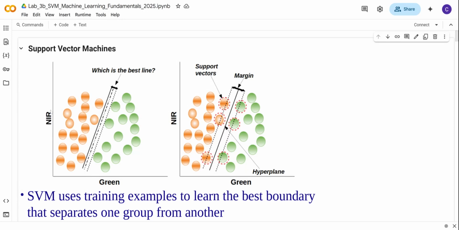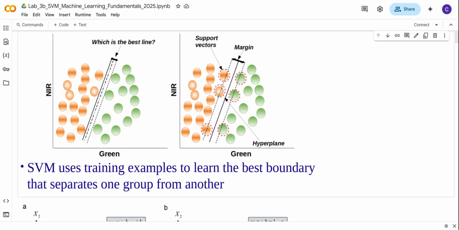Okay, so these data sets here are portrayed in 2D. So the question is, which is the best line that can be used to separate these two data sets? This is where support vector machines come in. Support vector machines work by finding the optimal decision boundary, which is called a hyperplane. This hyperplane best separates the different classes.